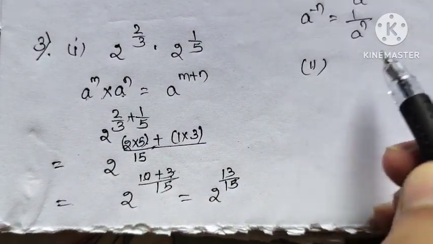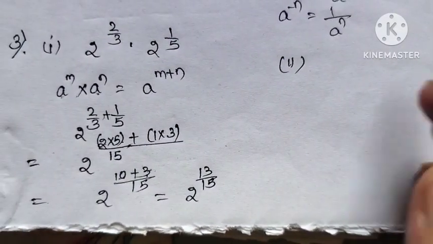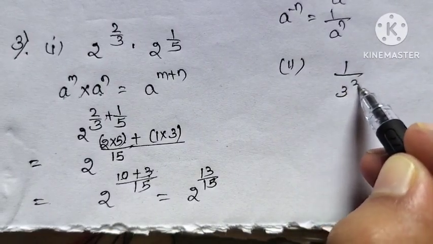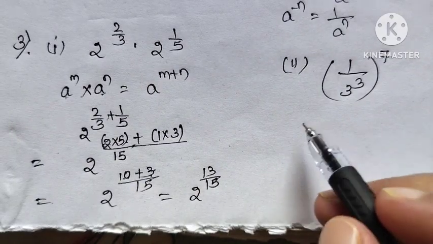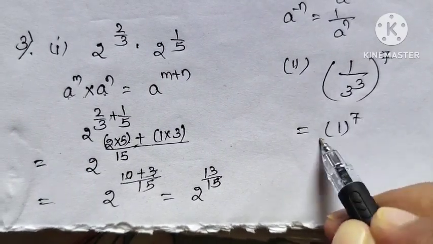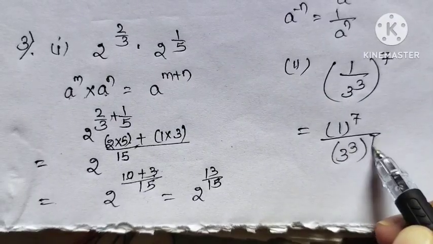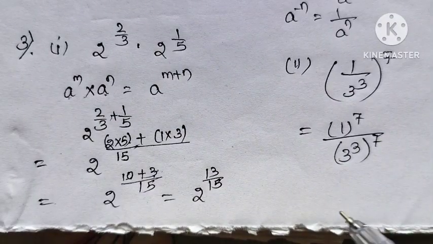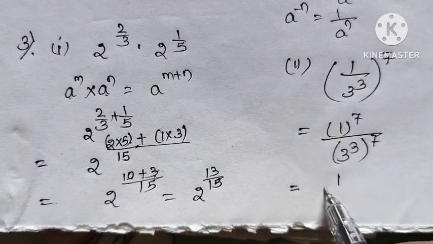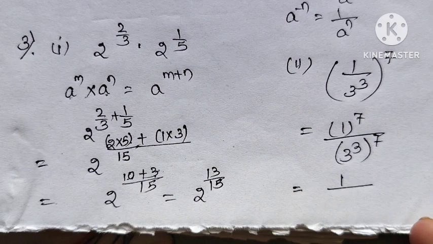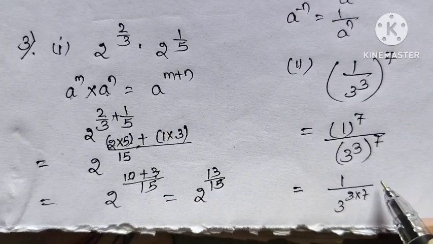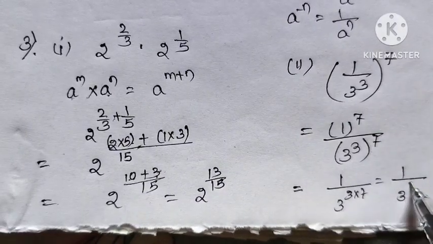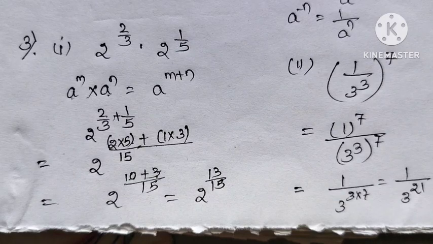Then the second number is given: 1 by 3 to the power 3 whole to the power 7. Then 1 to the power 7 by 3 to the power 3 whole to the power 7. 1 multiplied any number of times is 1. Then this is 3 to the power 3 into 7. 3 into 7 means 3 to the power 21.